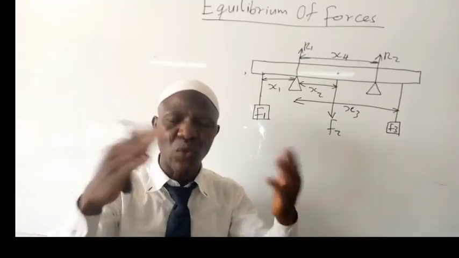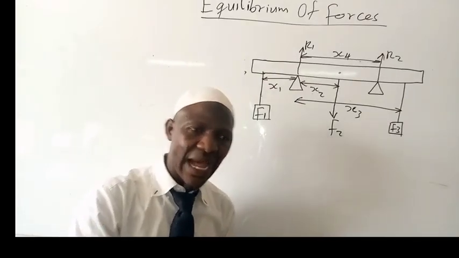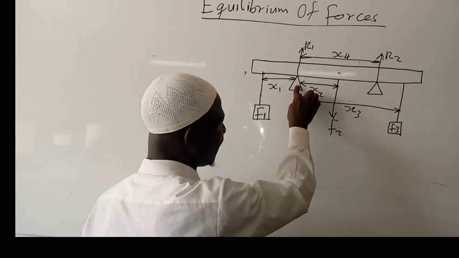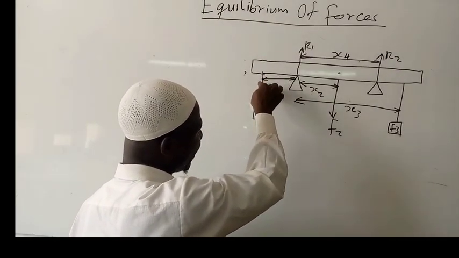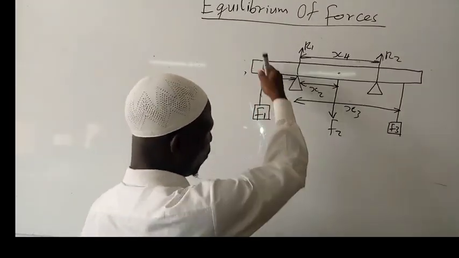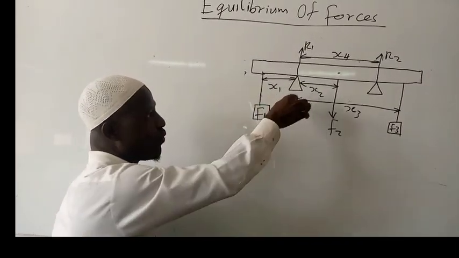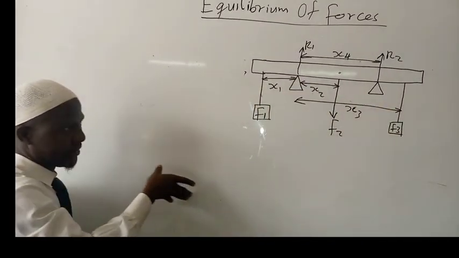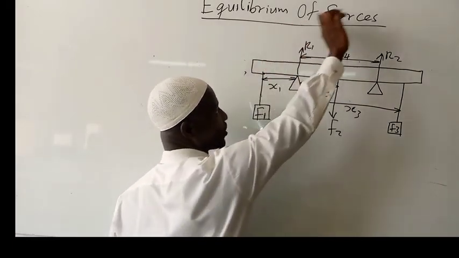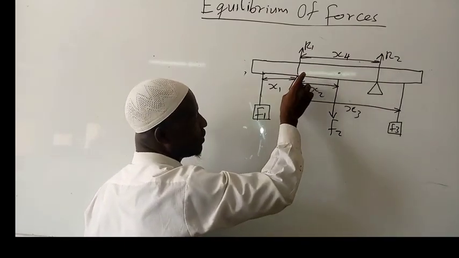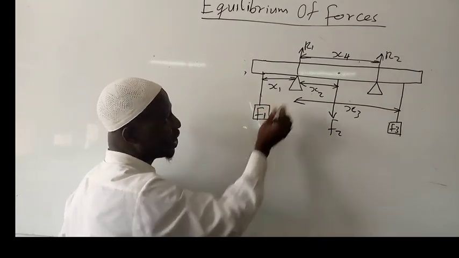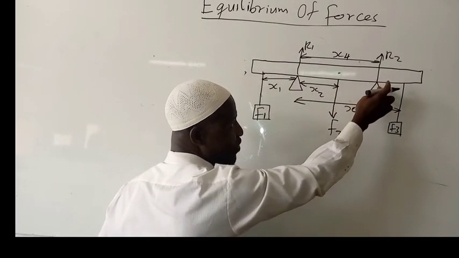Then how are you now going to identify the clockwise and anti-clockwise? Since you are taking moment from here, this one will look as if it's going like this. Any downward force on this side will go like this. Any downward force on this side will come to this side. Then any upward force on this side will go in the opposite direction. Any upward force on this side will come like this. So let's use the arrow to indicate that we are taking our moment from here. You can take it from here as well.